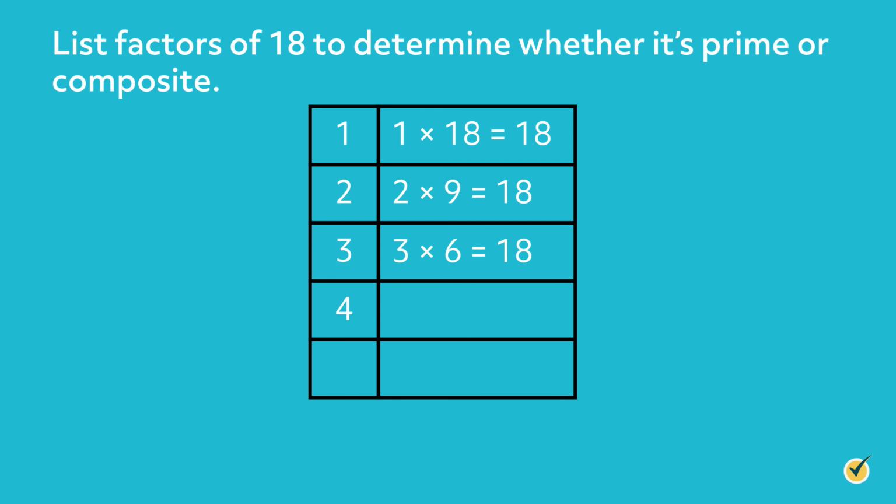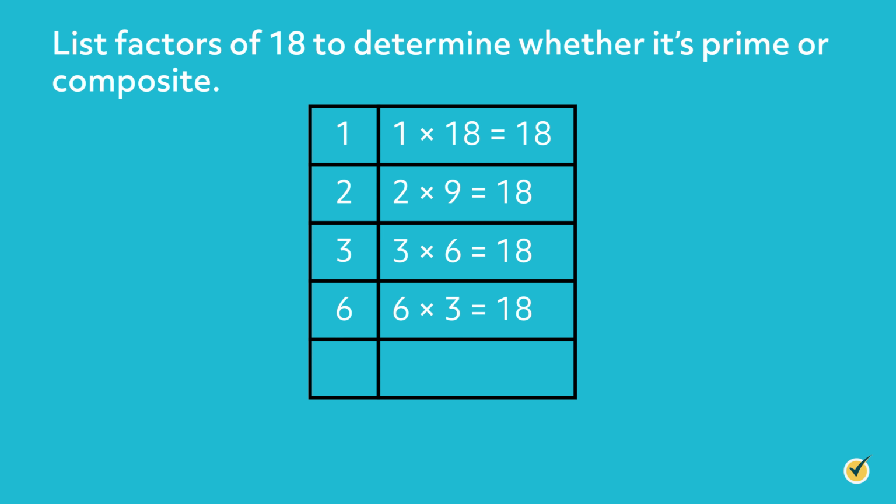Next comes 4. 4 times what number equals 18? Since there isn't a number we can multiply 4 by to get 18, 4 is not a factor. Skip it and move on to the next number, which is 5. Nothing times 5 equals 18, so 5 is also not a factor. Skip it and move on to the next number, which is 6.